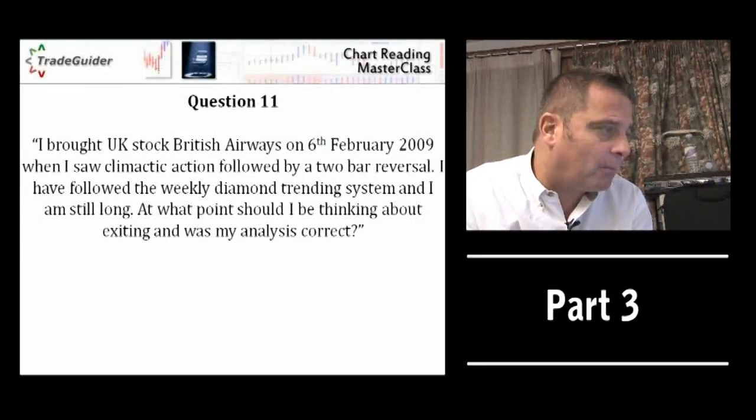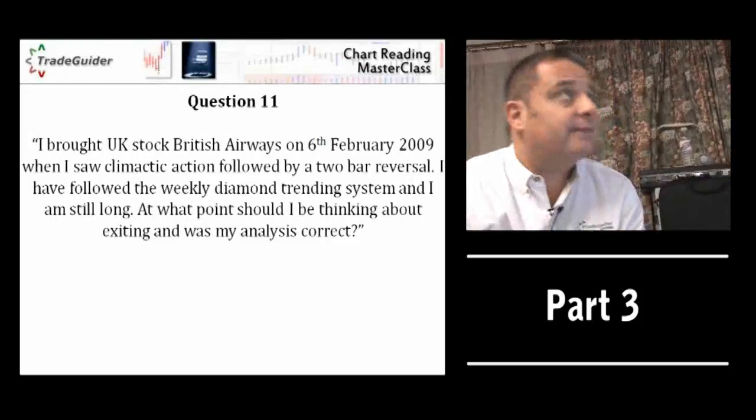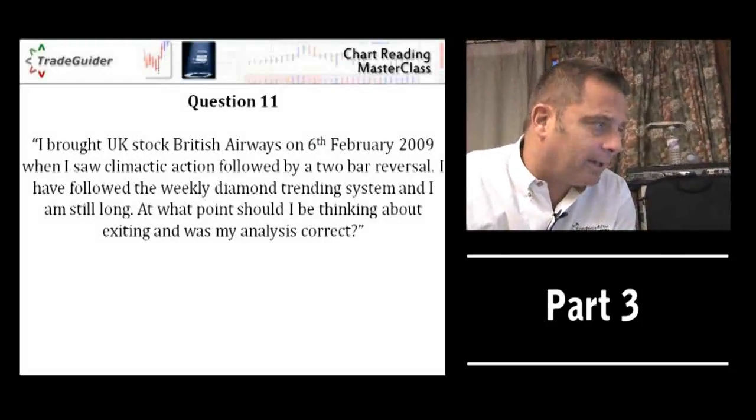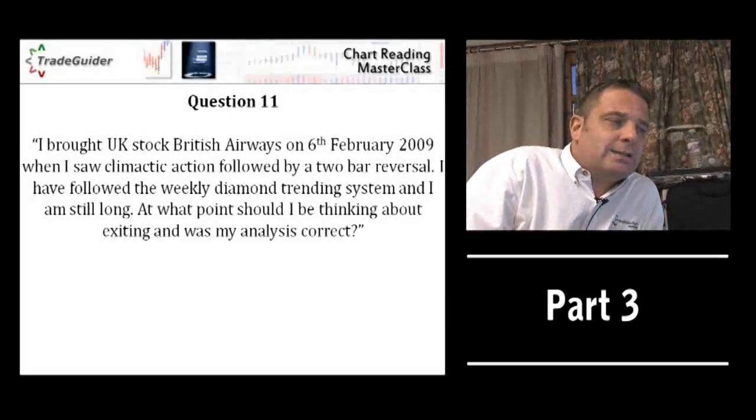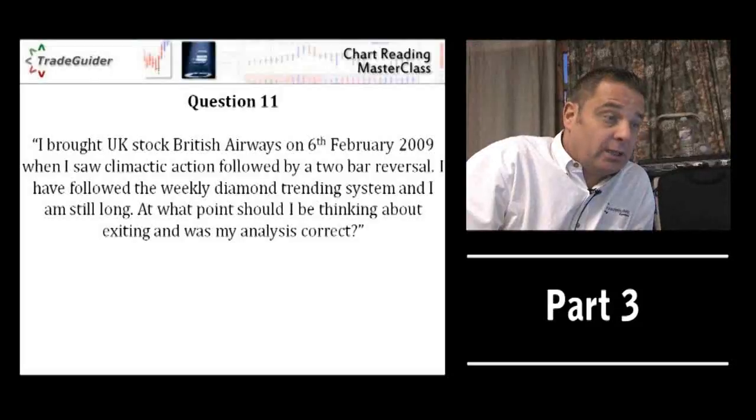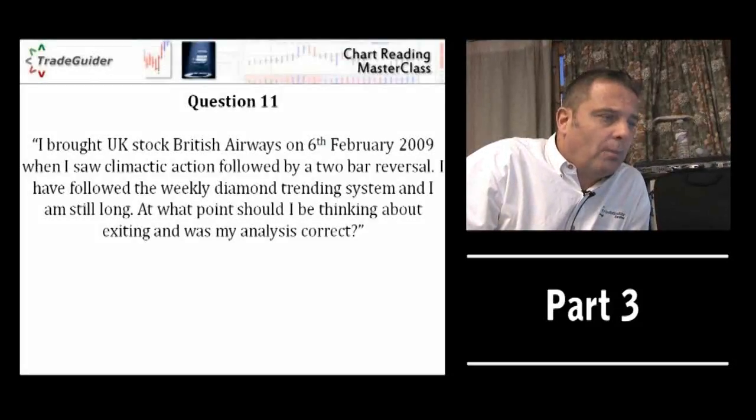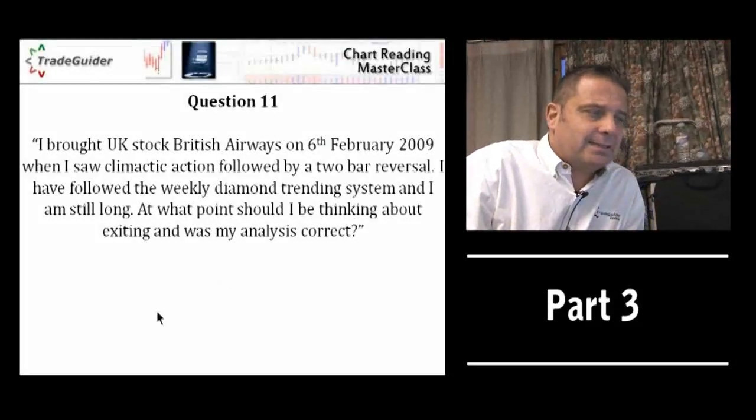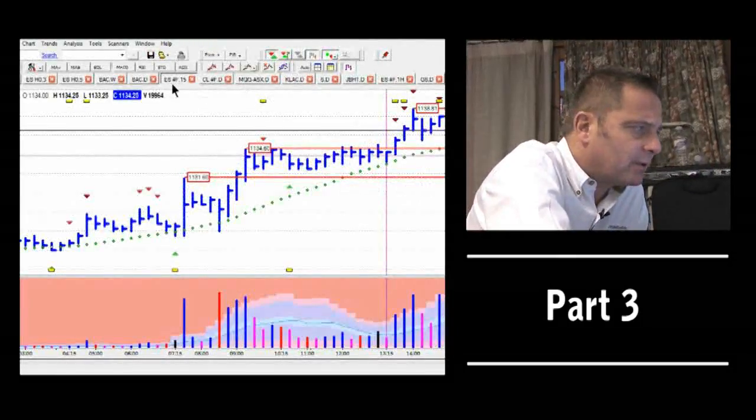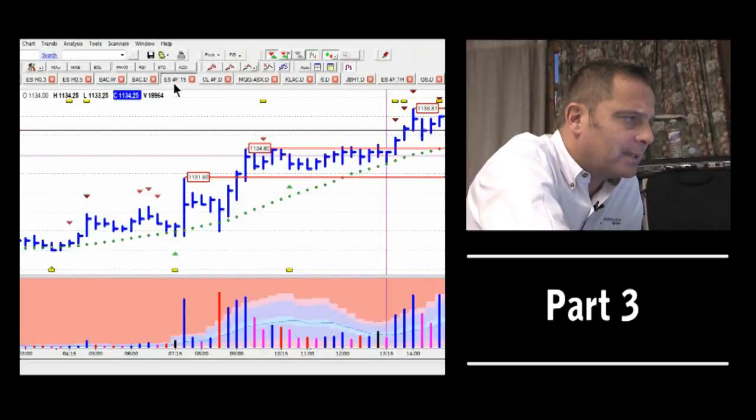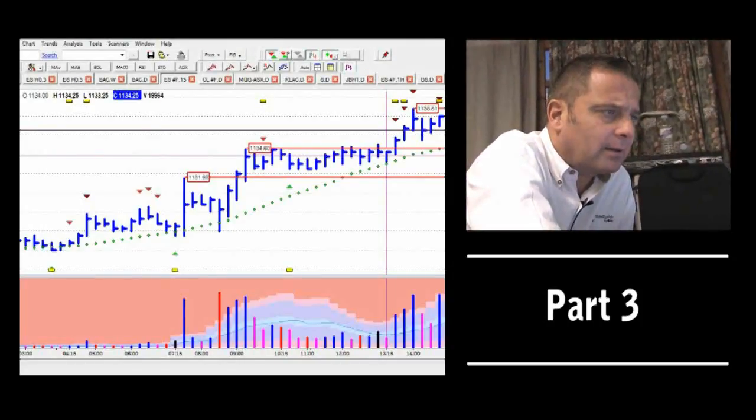Question, I think, for you, Philip. I bought UK stock British Airways on the 6th of February 2009 when I saw climactic action followed by a 2-bar reversal. I have followed the weekly diamond trending system, which I use, and I'm still long. At what point should I be thinking about exiting, and was my analysis correct? And this is from a lady. And it was British Airways. I think I brought that up. It's BAY, I think.